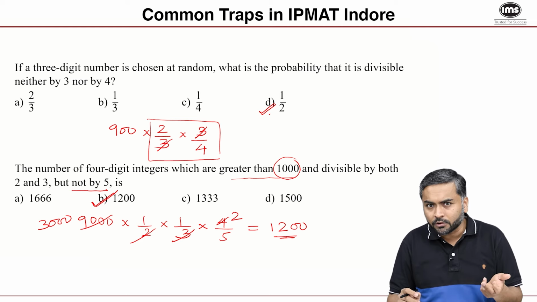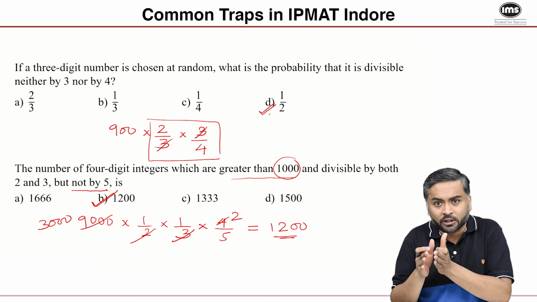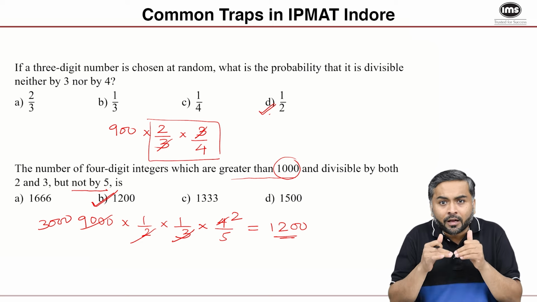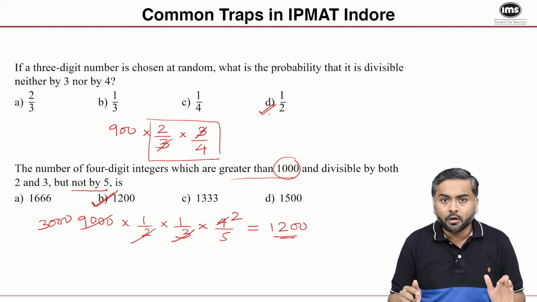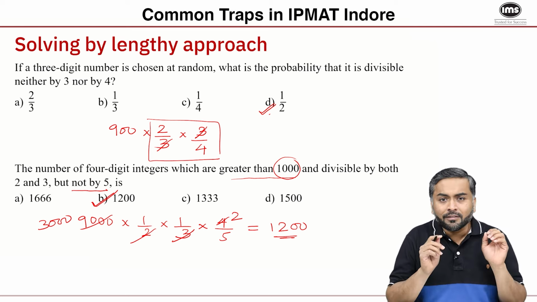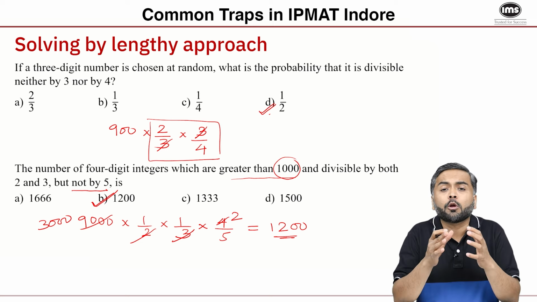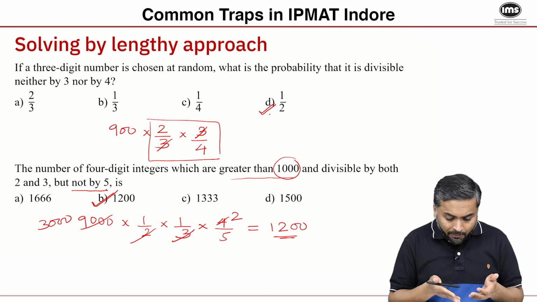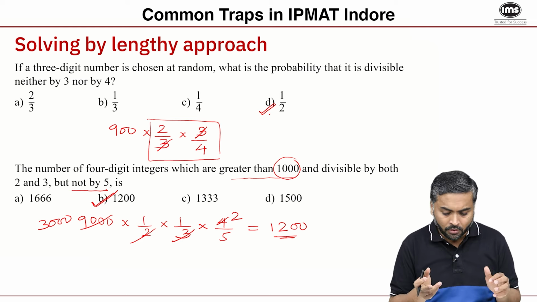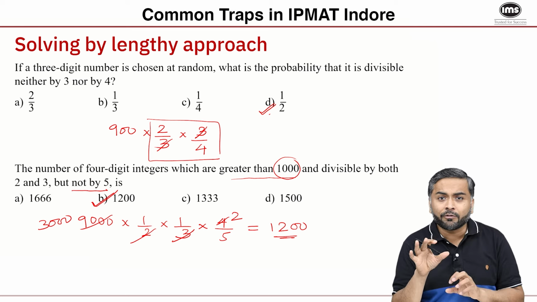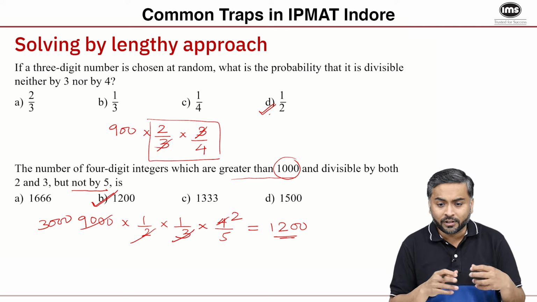I showed you two questions, and there is one more question which was asked in IPMAT Indore from 2019 till 2023, where a similar concept was used. And you need to understand that you should not be using the lengthy approach to solve a particular question. For example, for the second question, what you would have done? You would have done three-circle Venn diagram intersection: only by 2, only by 3, only by 5, 2 and 3, 3 and 5, 2 and 5, and then 2, 3, and 5, and do some calculation and get the answer.